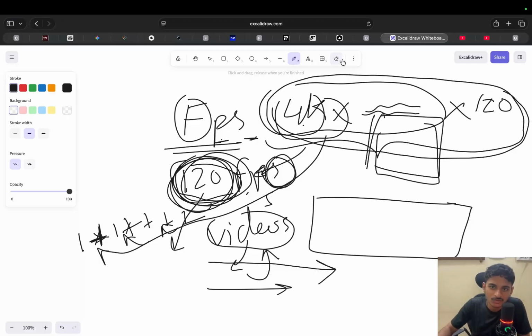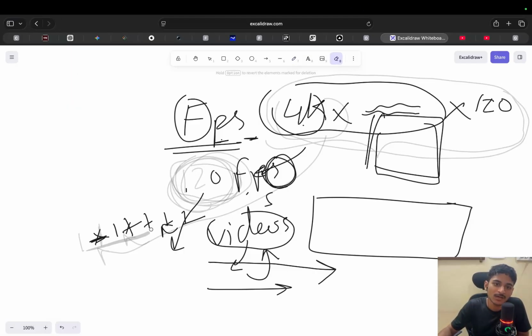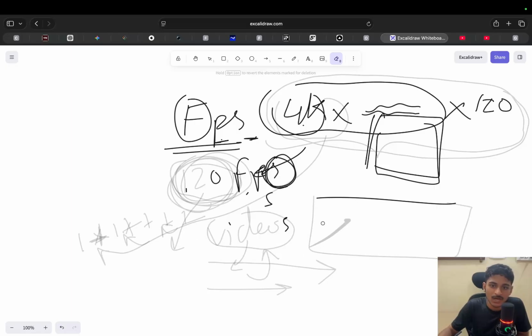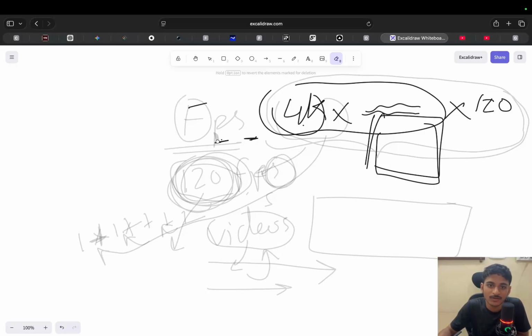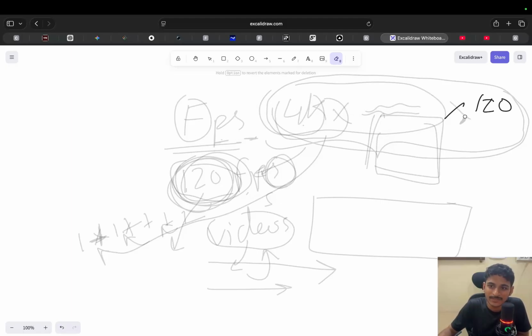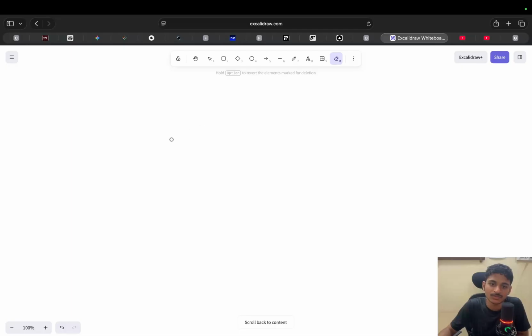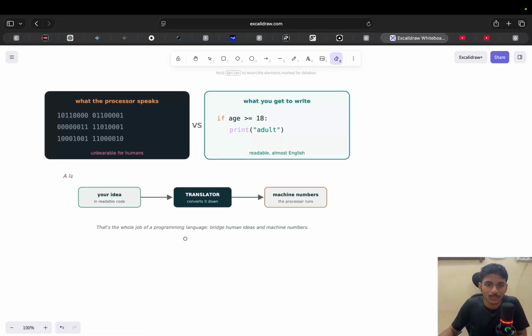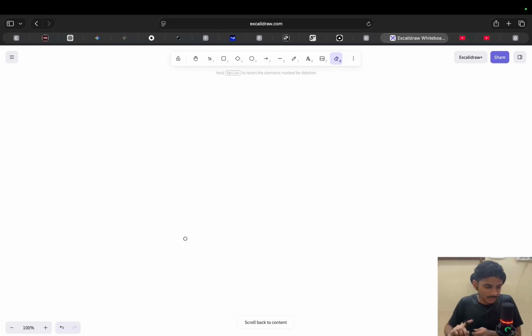Interesting. So this is how video is stored in a computer. I hope you have understood a very beautiful representation of how memory is stored deep inside our computers. Okay, so I think we have covered most of the things till now.